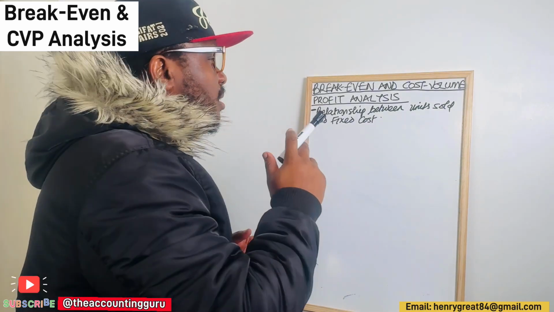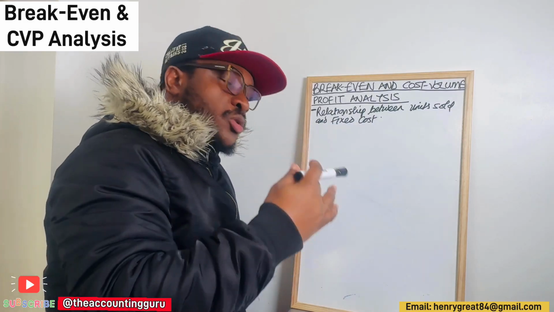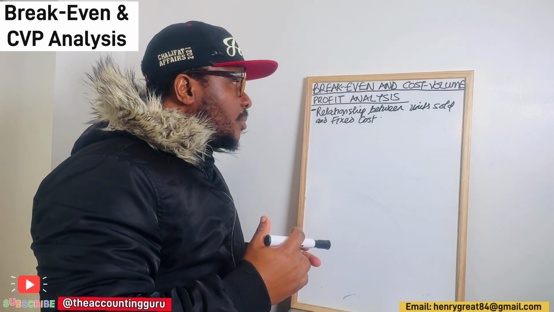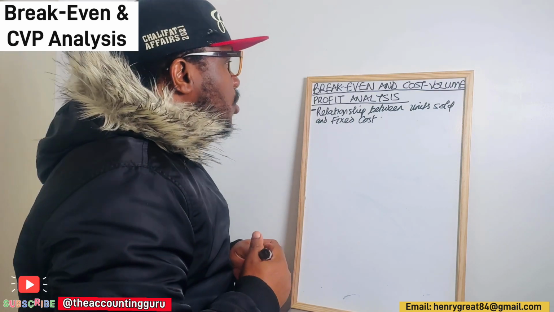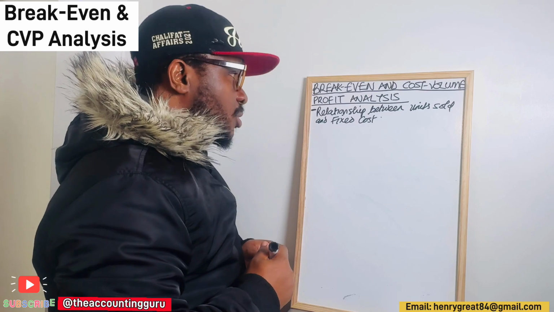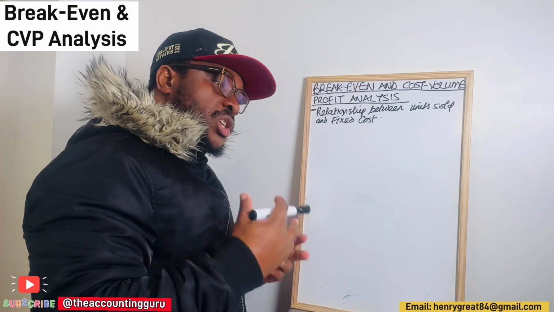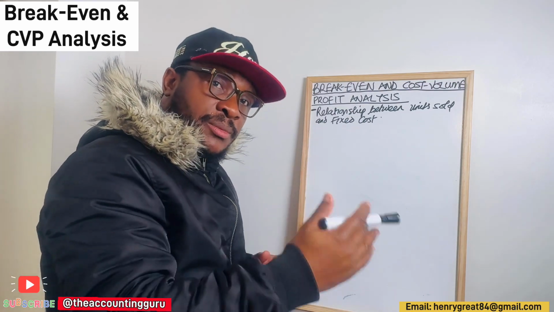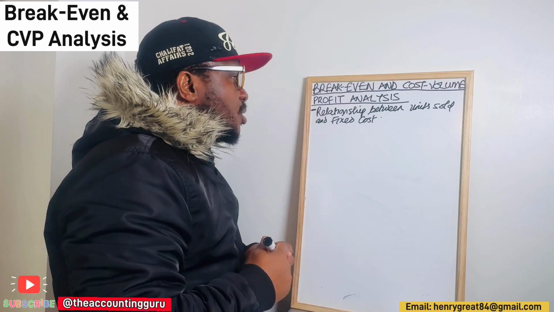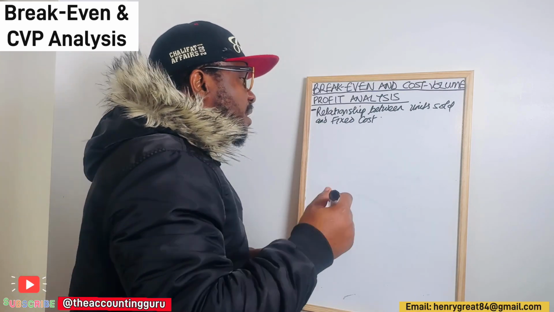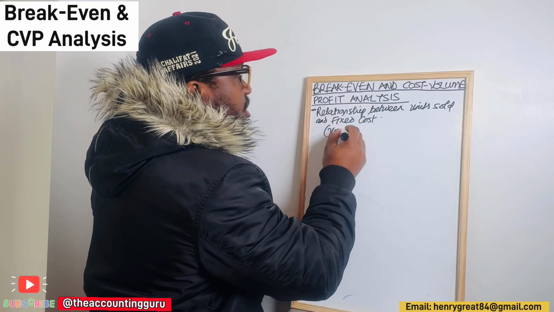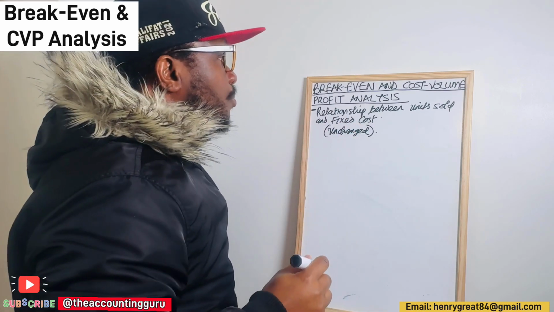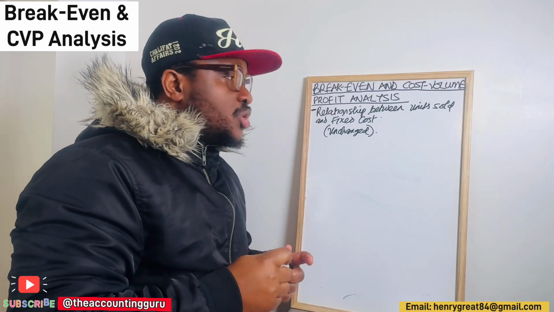So like variable cost, fixed cost can also be in total. So we now continue by saying that fixed cost does not change irrespective of activity level. Fixed cost remains the same irrespective of activity level. So if this is true, it means that it is an unchanged relationship between fixed cost and units sold.